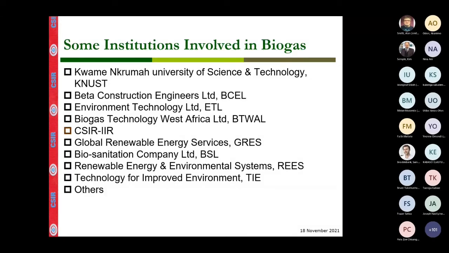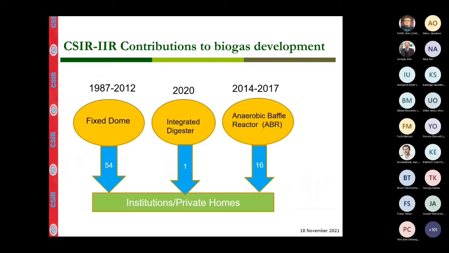In fact, biogas research is being done by so many institutions. These are just some few ones that I've listed here. They are all involved in biogas technology, building of biodigesters, researching into biogas systems. And CSIR Institute of Industrial Research is one of the key institutions that have done a whole lot of work in biogas research in Ghana. And we have built a lot of different types of biodigesters in Ghana. Between 1987 and 2012, we built about 54 fixed dome biodigesters scattered all over the country.